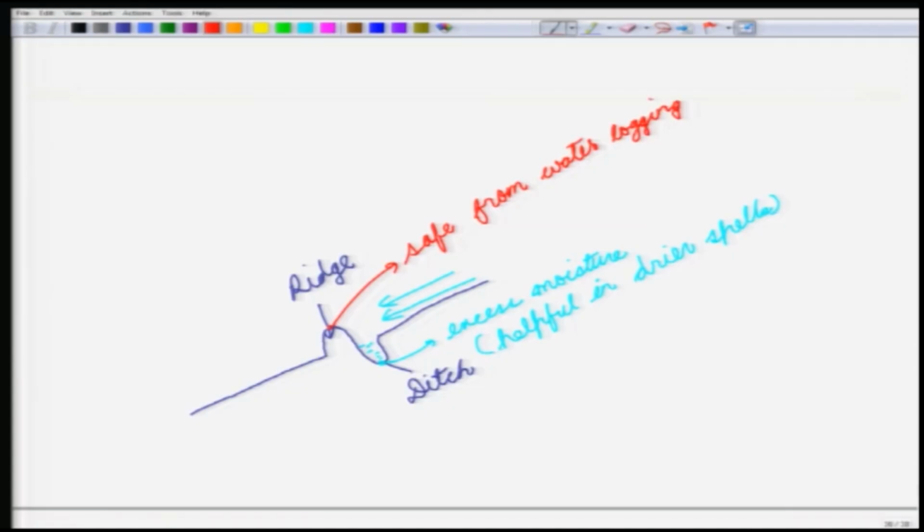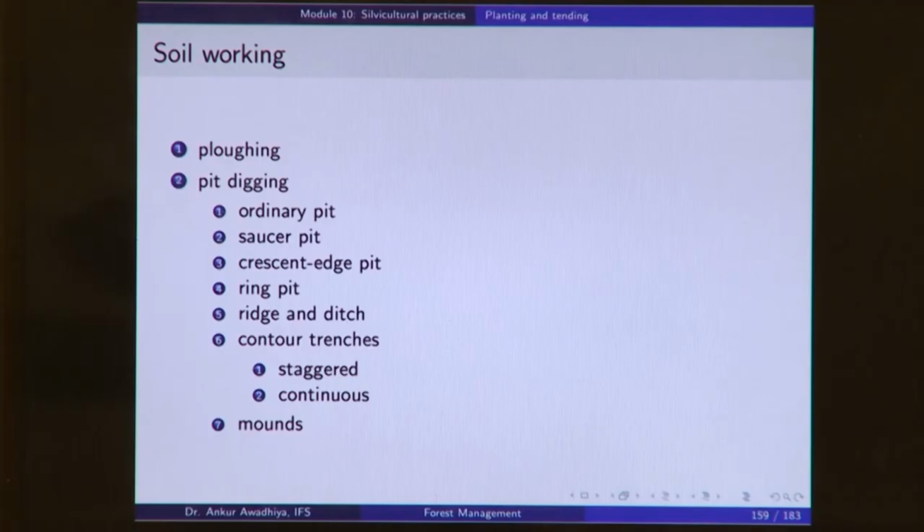So, when we do a ridge and a ditch sort of a system, we always plant two plants, one in the ridge, one in the ditch. So, whether it is a very dry season or whether it becomes a season with more amount of rainfall, in both the cases one of these plants is going to survive. So, this is an insurance mechanism.